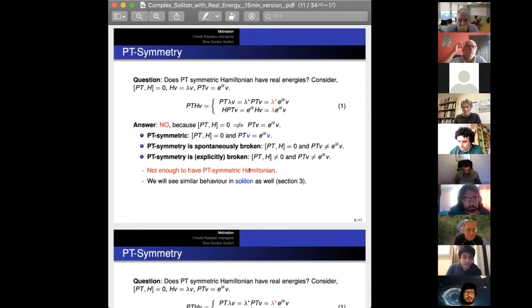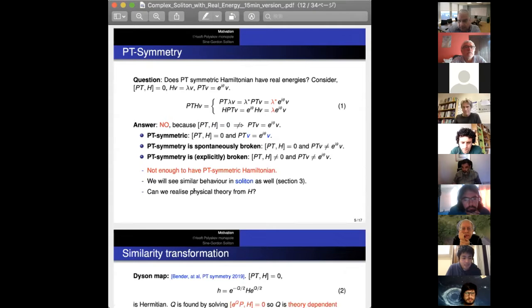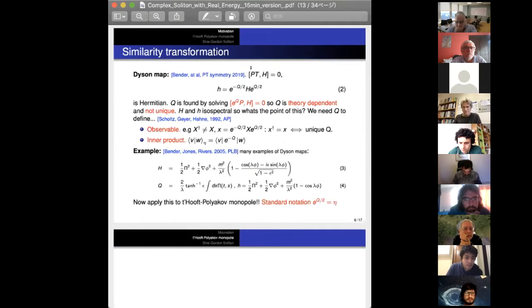And we'll see similar behavior in section 3 when we talk about the sine-Gordon soliton. So instead of having eigenvectors here, we're going to have solitons here. And so this is all nice, but the question is, can you realize a physical theory out of this non-Hermitian Hamiltonian? And the answer is yes.